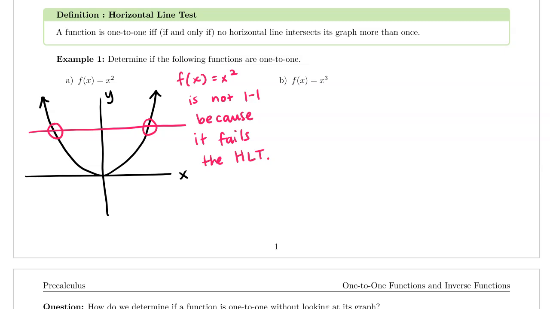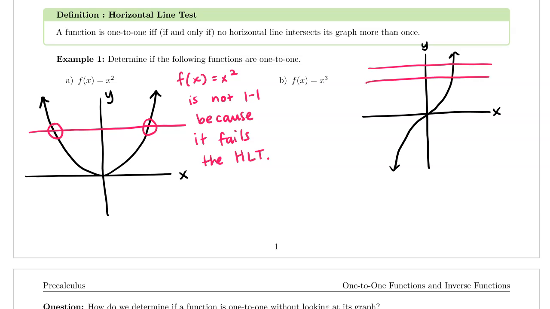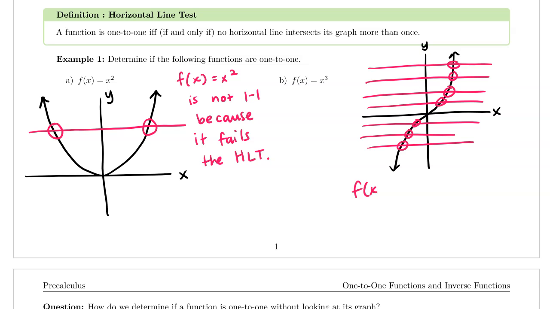Let's try part B, where we have f of x equals x cubed. So again, I've gone ahead and graphed f of x equals x cubed. Now here, if I draw any horizontal line, it's only going to cross my graph at most one location. So what this tells us is that f of x equals x cubed is a one-to-one function. It passes the horizontal line test.